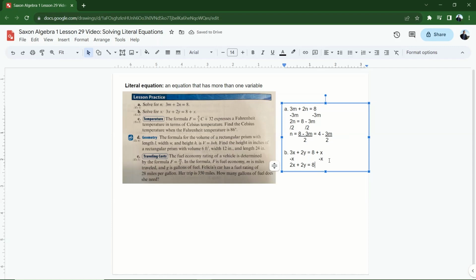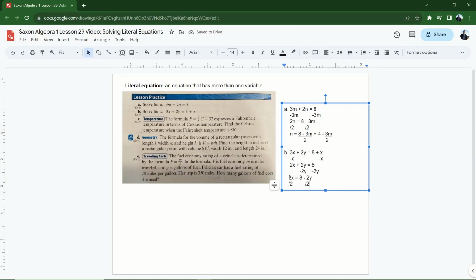Now I'm trying to get x on a side by itself. That's what it says. So the next thing I need to do is subtract 2y. I'm going to subtract my non-x term from both sides. Here, I'll just put it under the other 2y. Then I'm going to do minus 2y from the other side. What this is going to give me is 2x equals 8 minus 2y. Then lastly, I'm going to divide by 2, divide by 2. That'll get x all by itself.